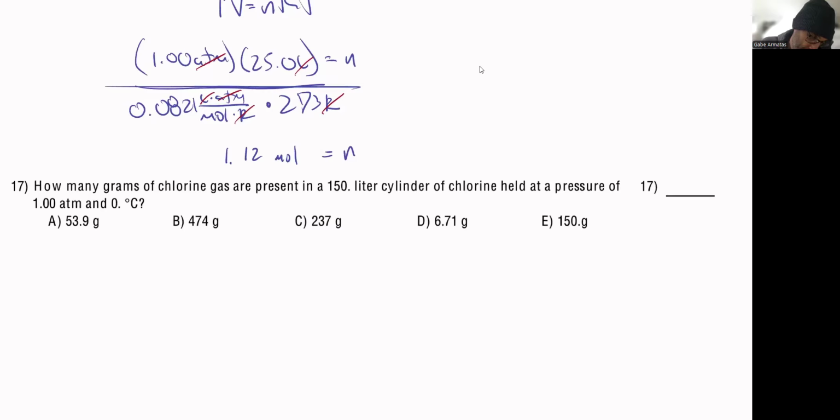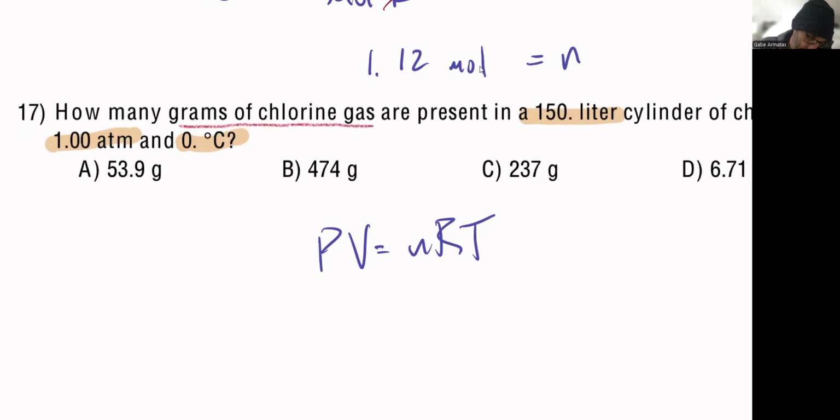Paste, there we go. And off we go. How many grams of chlorine gas are present in a 150 liter cylinder, 1.0 atmospheres, 0 degrees Celsius? We know that this is a gas problem because of the presence of pressure. PV equals nRT. What do we have? Well, I've got pressure. Always know R. I've got volume at 150. I know the temperature. The only thing I don't know is moles.